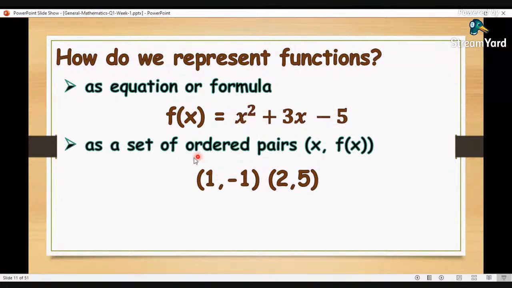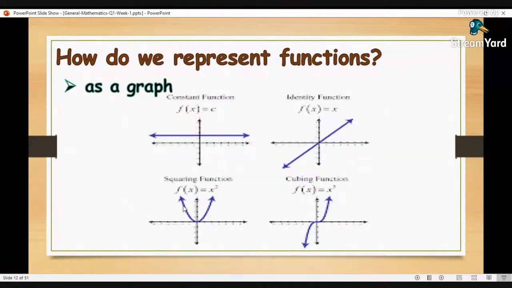Next, as a set of ordered pairs. If we are given a function like this one, x squared plus 3x minus 5, if we put 1 in the value of x, so 1 squared plus 3 times 1, we get 4 minus 5, the answer is -1. And if we substitute 2 here, 2 squared is 4 plus 3 times 2, which is 6, that will become 10, minus 5, we get 5 here. So that is how we represent functions.